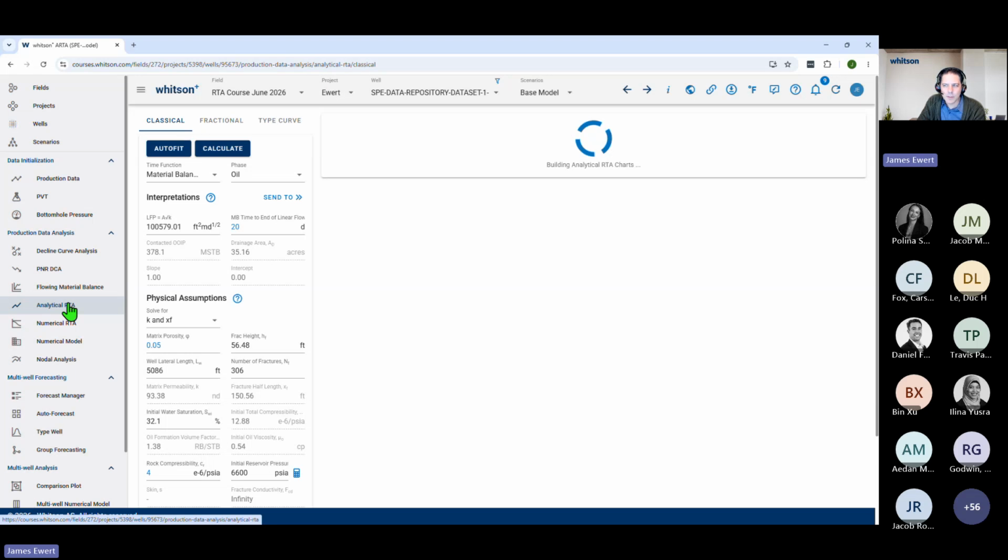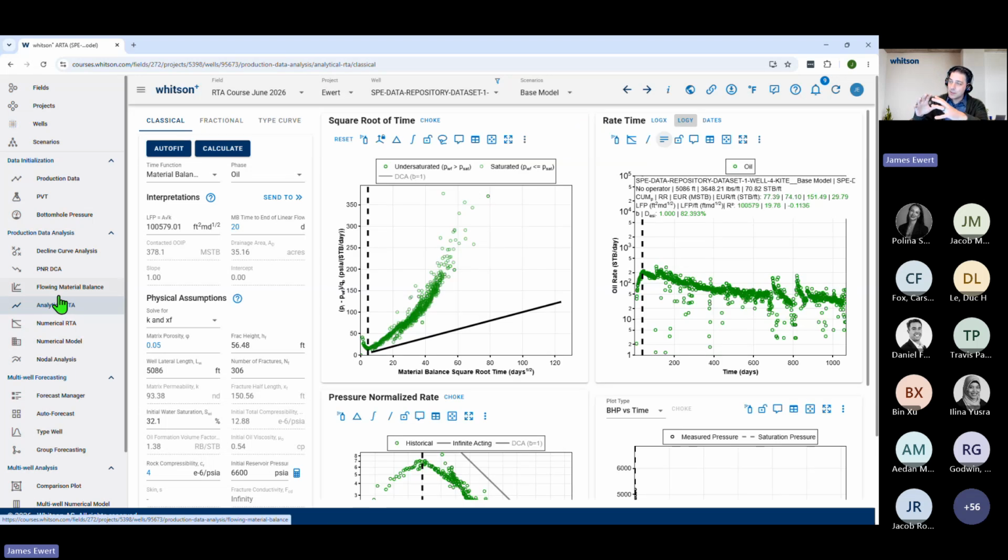The reason I want to go to Analytical RTA first is, remember, the purpose of flowing material balance is to give me my contacted volume. But my preference is that I want to know what the flow regime is before I see that volume. I want to know the context for the volume that I'm going to get. I want to know whether I'm in bounded flow, if I'm in linear flow, and if I'm in transitional flow. Under Analytical RTA, we have three different selections here. There's classical, which is the square root time plot. We have fractional, and we also have the type curve. Let's click on type curve here.